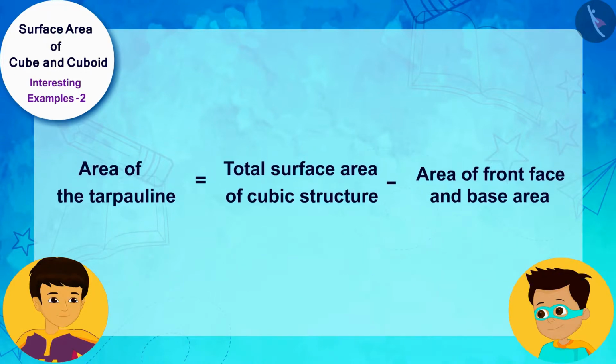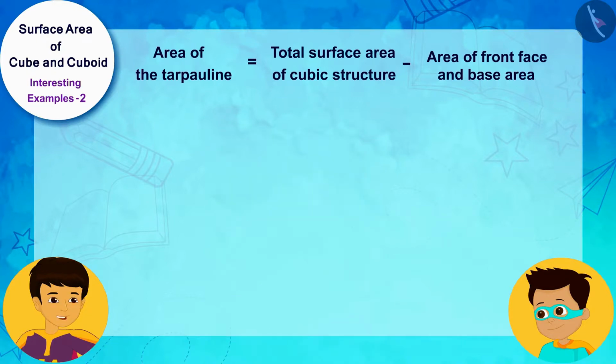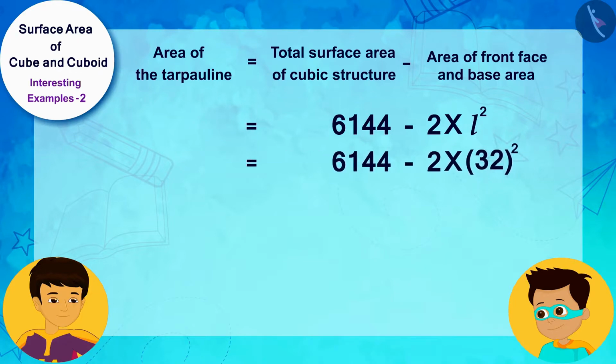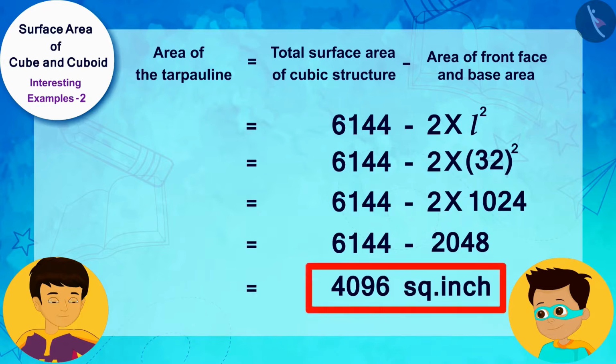Both the front and base area are congruent. Therefore, their areas will be the square of the measurement of their sides. In this way, the sum of the areas of the two surfaces will be 2 times the square of the measure of the sides. The length of the sides of the structure is 32 inches. Let me solve it quickly by writing it here. Look, we got 4096 square inches of tarpaulin.